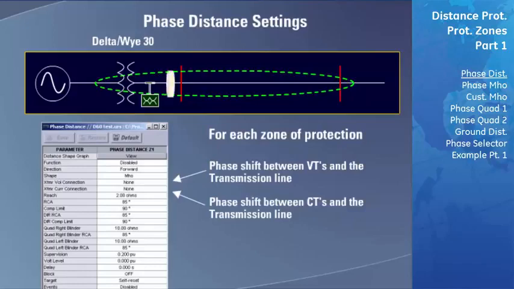If both the CTs and the VTs are located on the same side of the transformer as the transmission line you are protecting, configure both the current and voltage transformer connection settings to None.